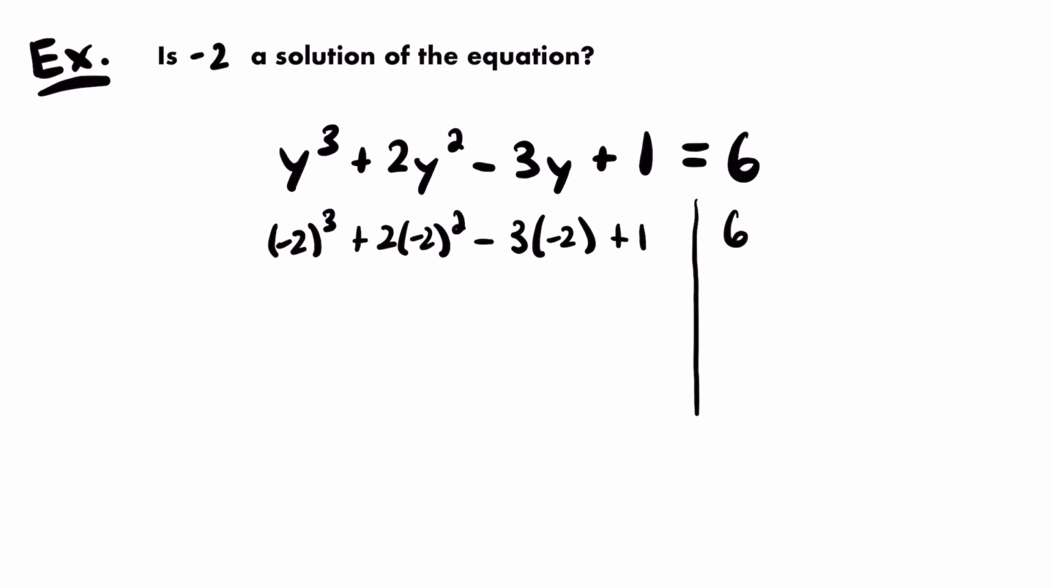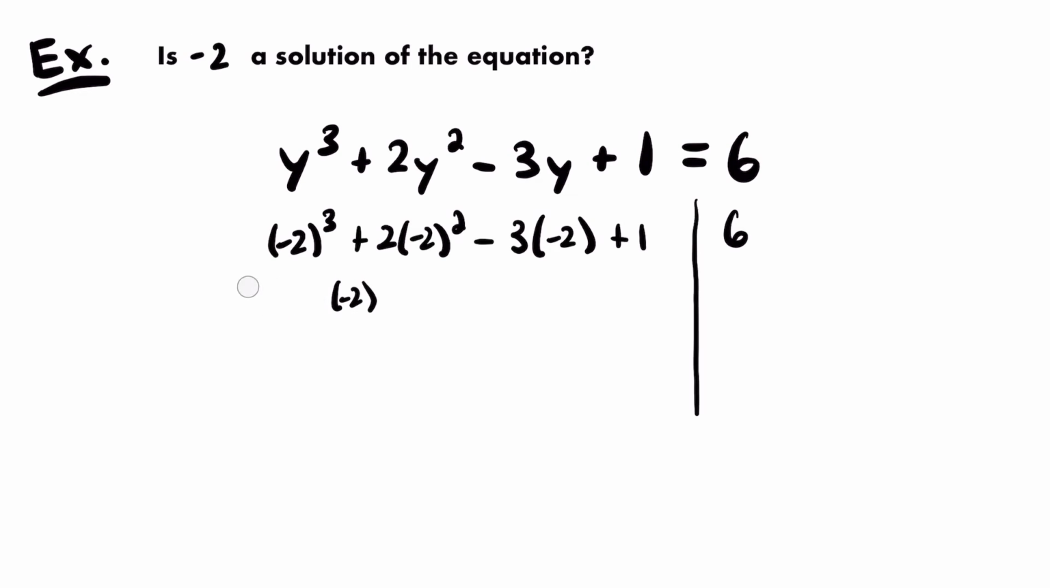Now simplifying, make sure to do all of the exponents first. -2 cubed is the same as multiplying -2 by itself 3 times. So you'd have -2 times -2 times -2. And we know that -2 times -2 is +4. And so you'd have +4 times -2, which is -8.